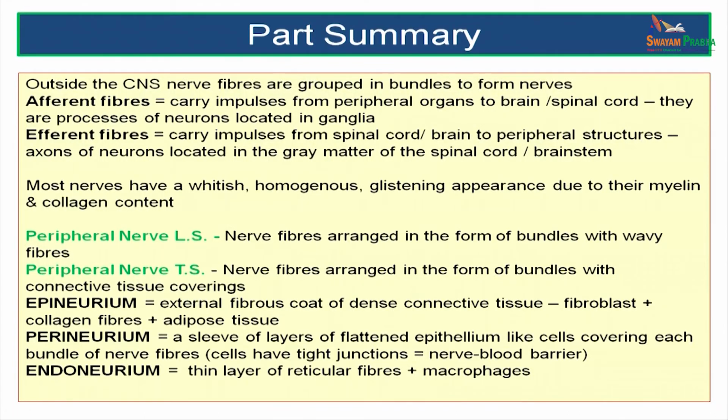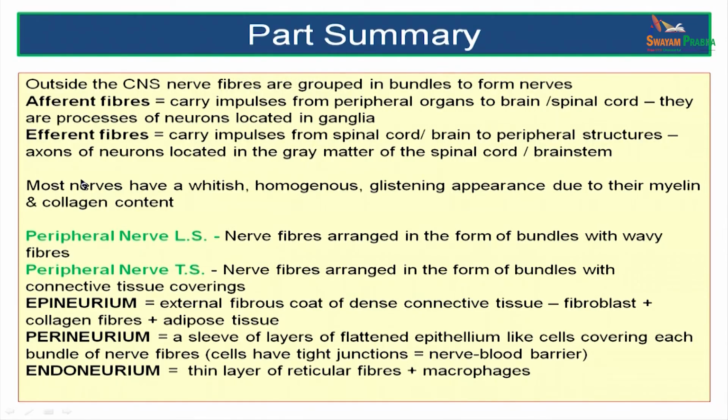Let us summarize what we have just covered. The nerve is outside the central nervous system. The nerve fibers are grouped into bundles, and this forms nerves. There are afferent fibers and efferent fibers. Afferent carry sensation from the periphery to the central nervous system. Efferent carry motor impulses from the central nervous system to the periphery. Most of the nerves have a whitish appearance. This is because the myelin and the collagen content gives it a whitish color.